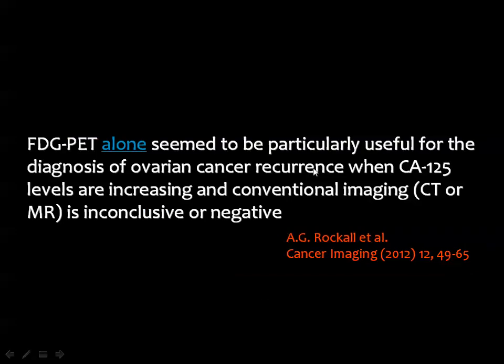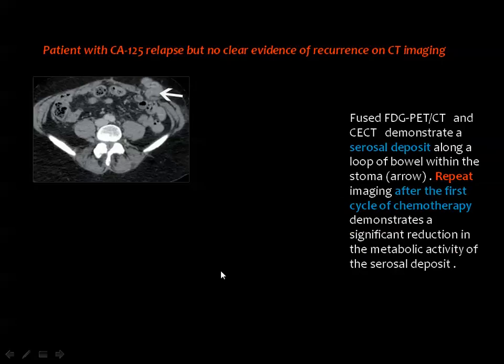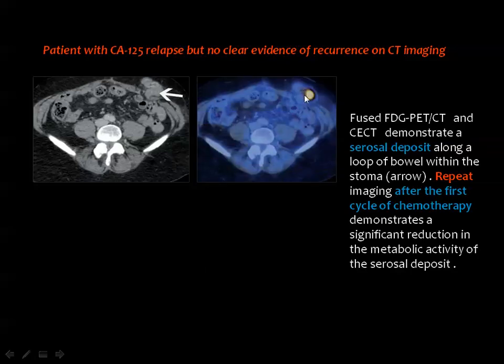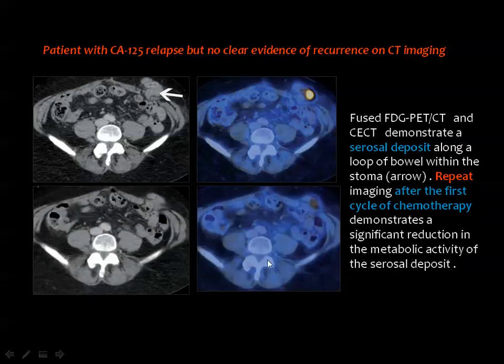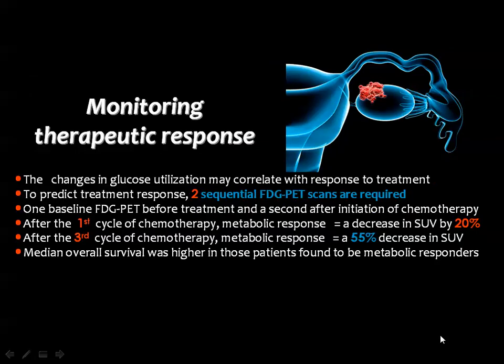And the literature says that PET CT alone seems to be particularly useful for the diagnosis of ovarian cancer recurrence when the tumor markers are increasing and the conventional imaging is inconclusive or negative. And this is a case of recurrent ovarian cancer with elevated tumor markers, and in this area you see an uptake which represents a serosal deposit, and this is the follow-up after chemotherapy showing the regression of this uptake.